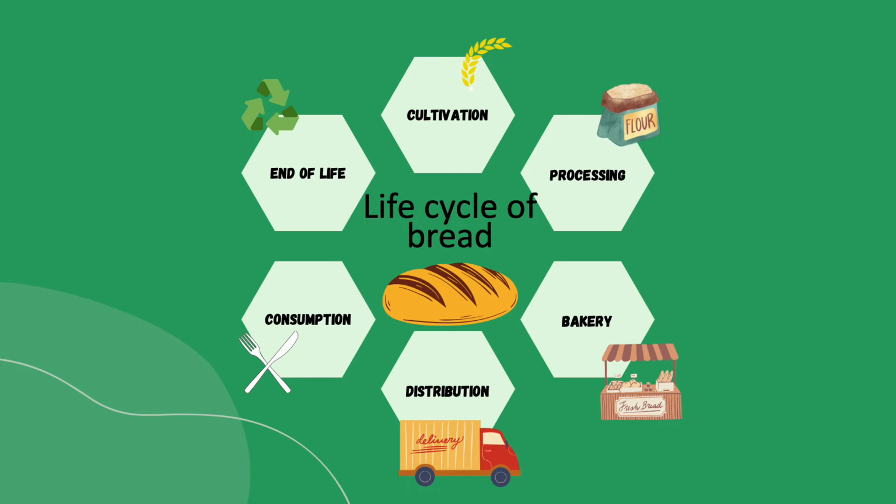Now, when the goods are ready to leave the bakery, they are distributed using vans or lorries, using diesel, and then they're transferred to the consumption stage, which is we take the bread home, we take it out of the packaging, consume it, and then it enters the end of life stage. So the packaging goes into the recycling bin, maybe the crumbs go into the recycling bin, and they go into maybe an anaerobic digestion system.